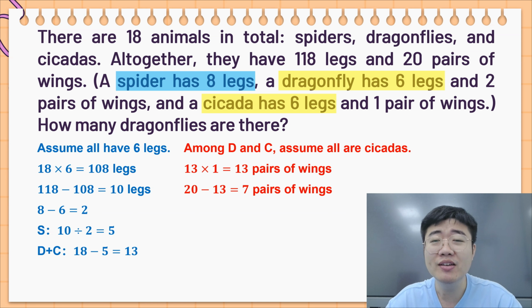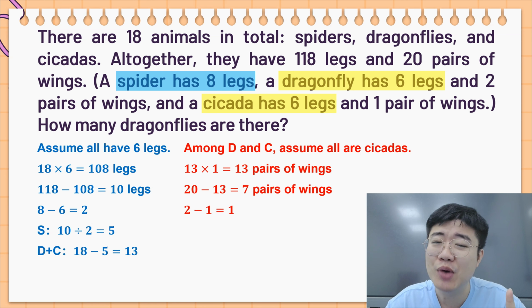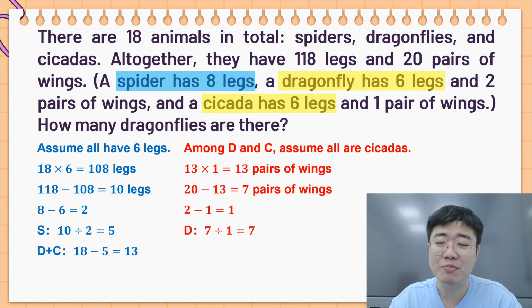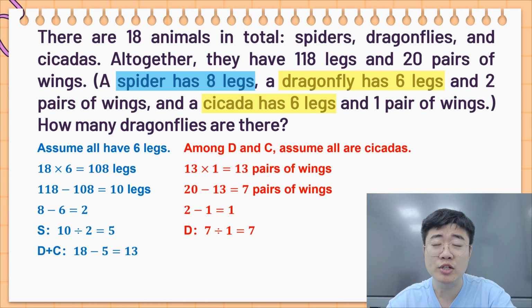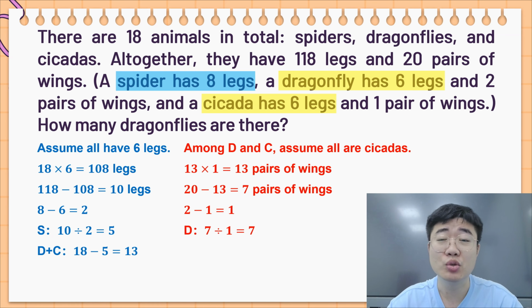So the total number increases by 1. Every time we swap, it increases by 1. So we have to do this 7 divided by 1. We must repeat it 7 times. It means 7 of the cicadas are now changed into dragonflies. So we have a total of 7 dragonflies.